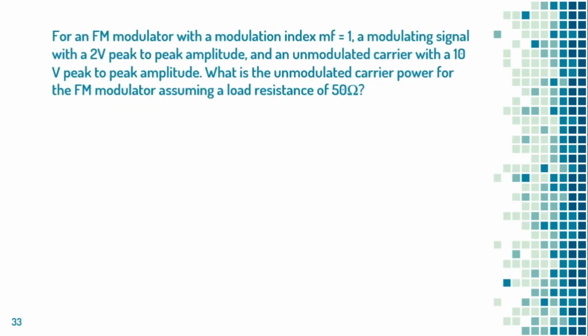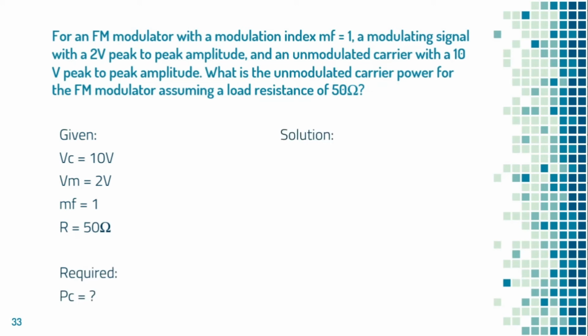For an FM modulator with a modulation index of 1, a modulating signal with a 2-volt peak-to-peak amplitude, and a modulated carrier with a 10-volt peak-to-peak amplitude, what is the unmodulated carrier power for the FM modulator assuming a load resistance of 50 ohms? The given is the carrier voltage of 10 volts, the modulating voltage of 2 volts, the modulation index of 1, and the load resistance of 50 ohms. At ang hinahanap natin is yung unmodulated carrier power.